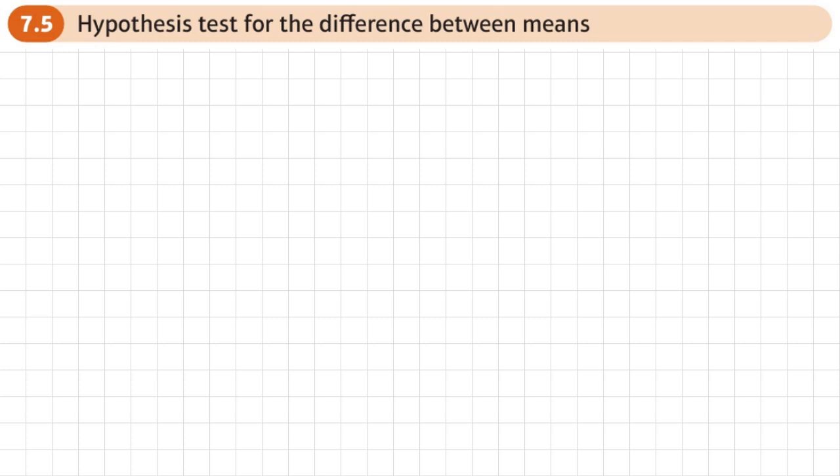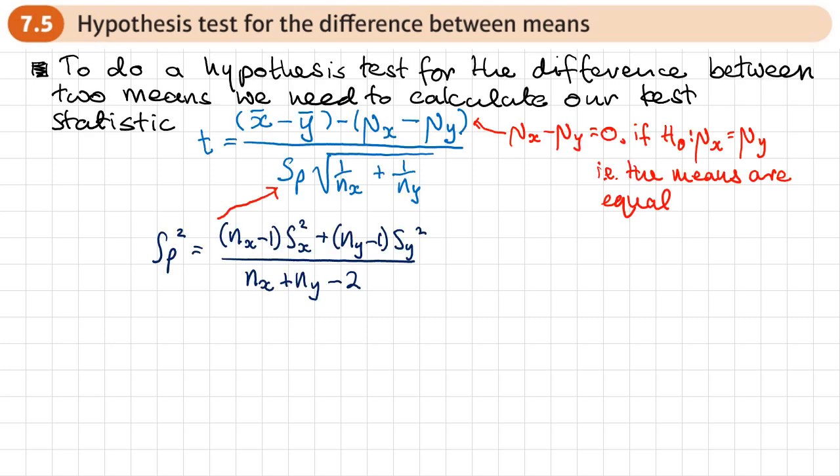This is the fifth and final section of chapter 7, and this section is on hypothesis testing for the difference between means. So one of the things we need to do if we're going to do a hypothesis test for the difference between two means is we need to calculate our test statistic. And obviously, first of all, you'd write down H0 and H1, then we'd find a critical value. We'll look at that in a moment. And this is our test statistic.